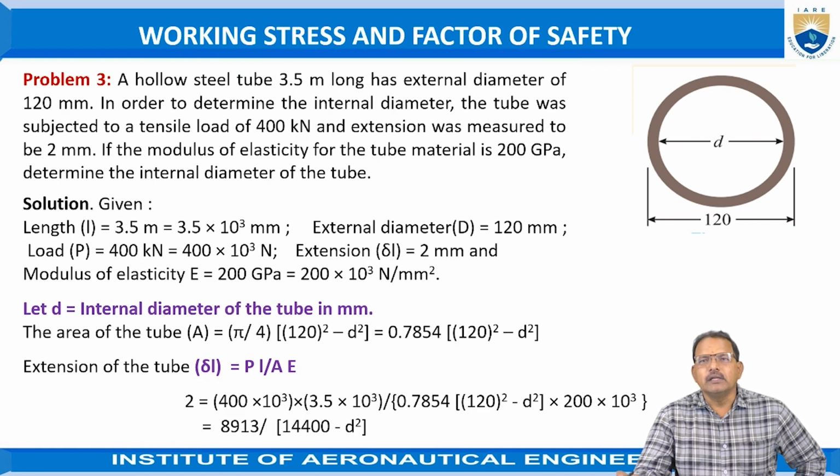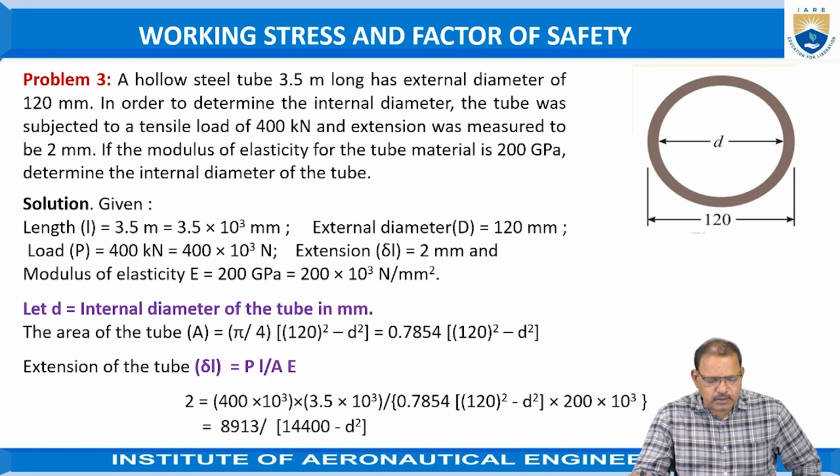megapascal. Problem number 3. A hollow steel tube 3.5 meters long has an external diameter of 120 mm. In order to determine the internal diameter, the tube was subjected to a tensile load of 400 kilonewtons and the extension was measured to be 2 mm. If the modulus of elasticity for the tube material is 200 gigapascal, determine the internal diameter of the tube.